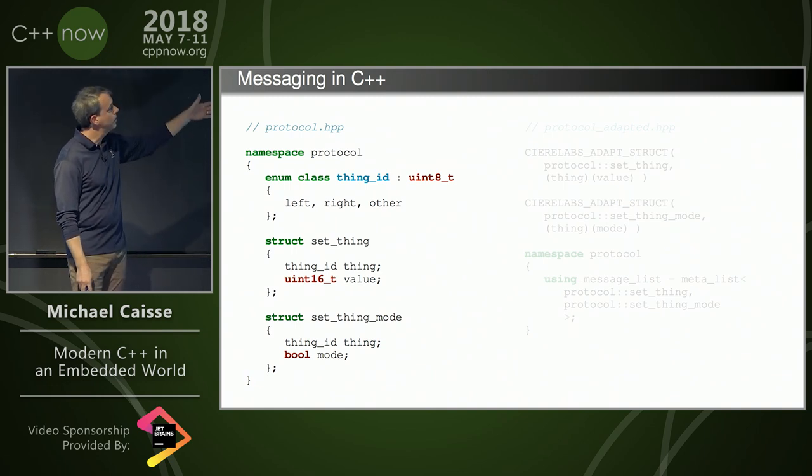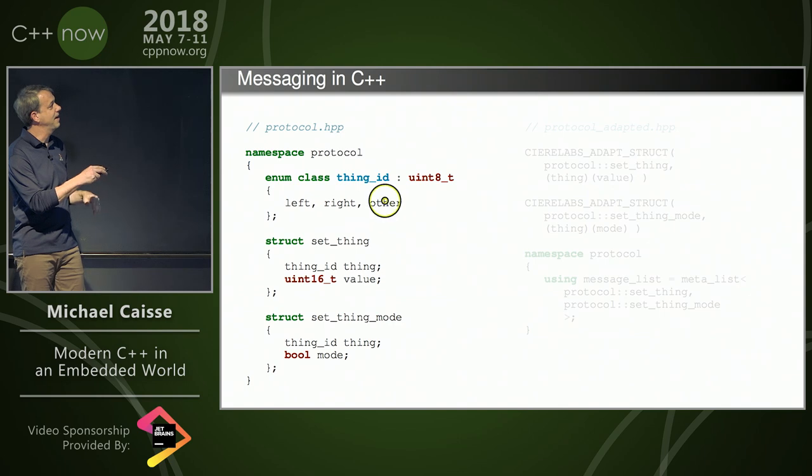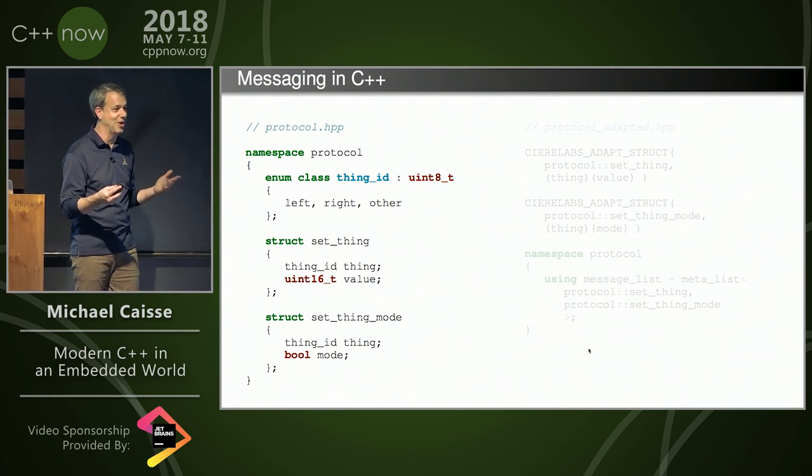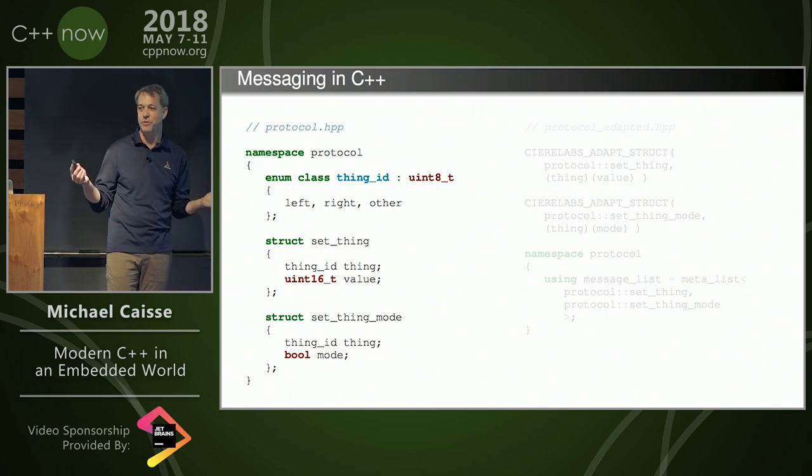So create a protocol. There was a left, a right, or another thing, right? And it would have been nice to call them by that as opposed to some integral value, which is what was there before.